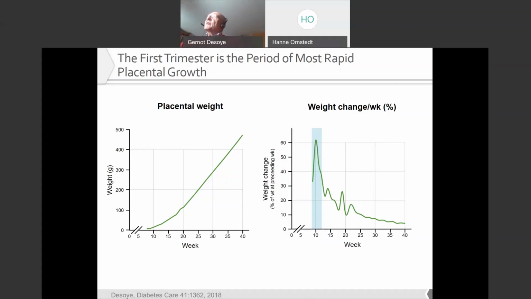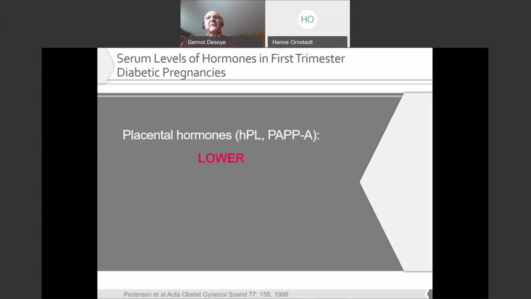So that raises the question whether the metabolic changes, or actually all the environmental changes associated with type 1 diabetes, may have an effect on placental growth early on, and in particular may have, as a result, a reduced placental growth. In fact, there is some indirect evidence that this is true.